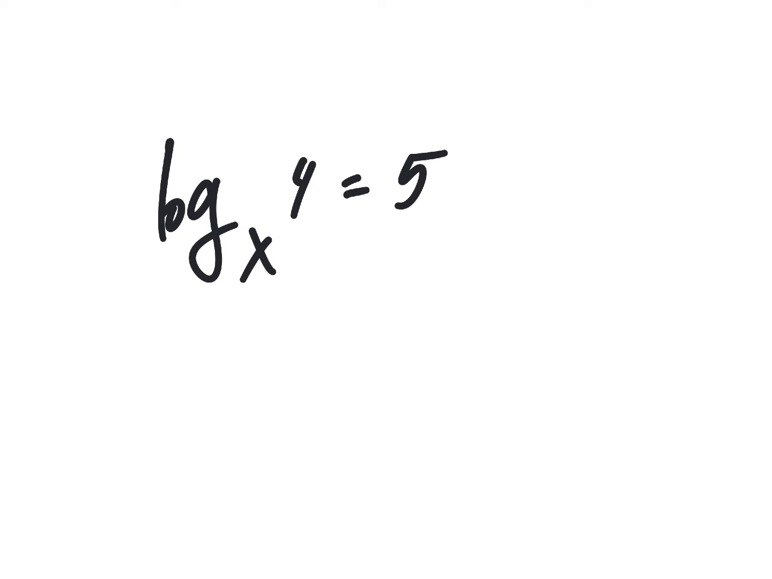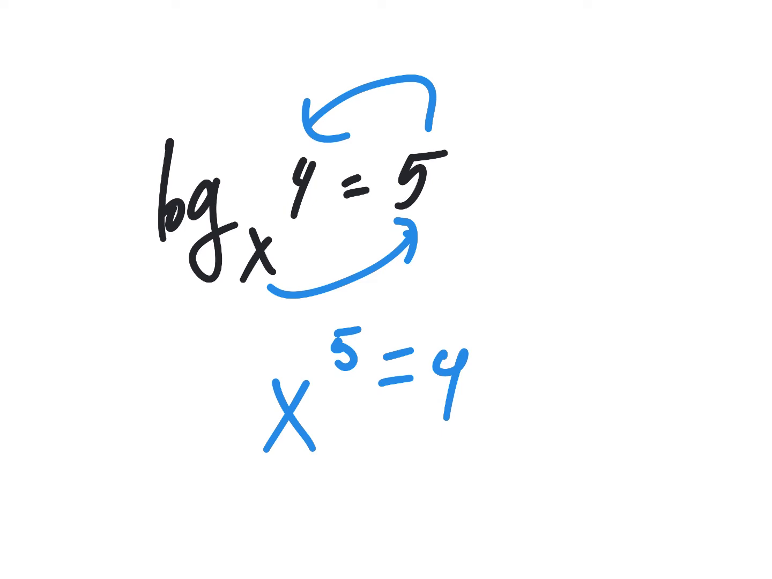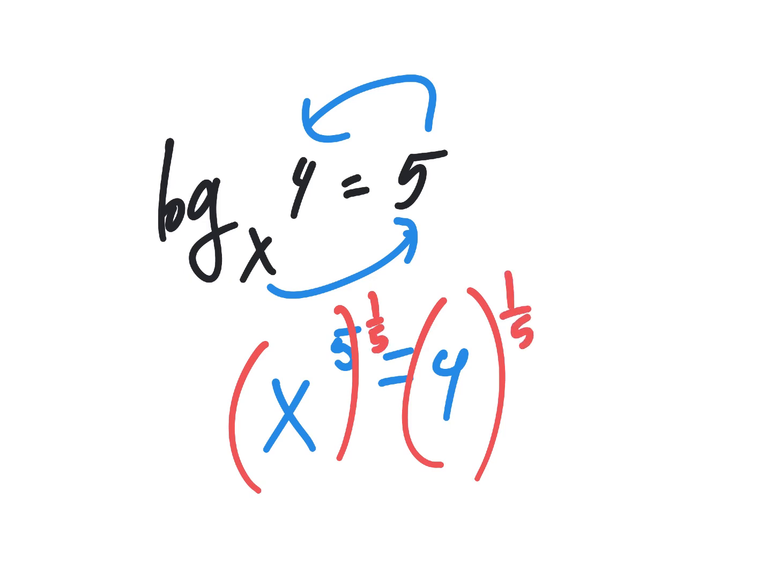If you're rewriting it, you won't have a log anymore. Amelia, what do you think it is? What to the what equals what? X to the 5th equals 4. Perfect. Goes around the horn like this. And why is that easy to solve? Because there's one step. What would you do to solve that? Put it to the 1/5, because then the 5 and the 1/5, they're gone. And x equals 4 to the 1/5.